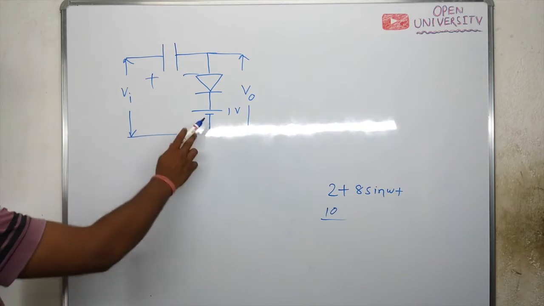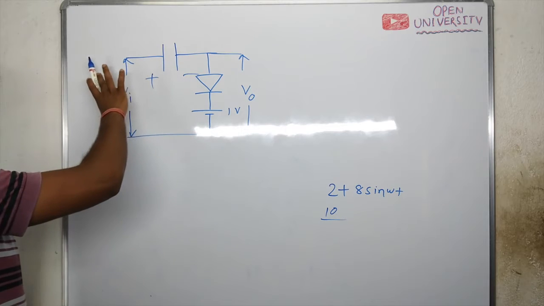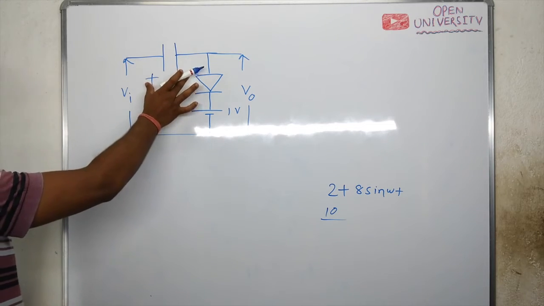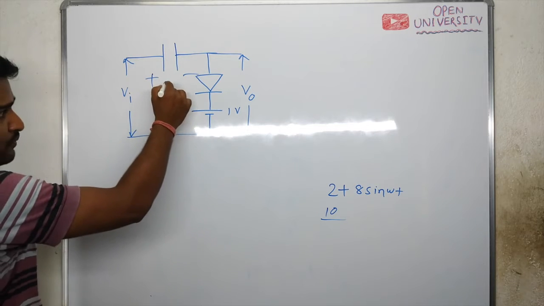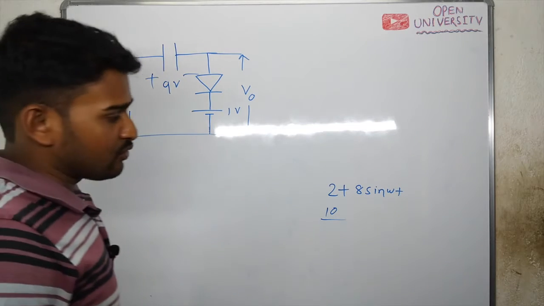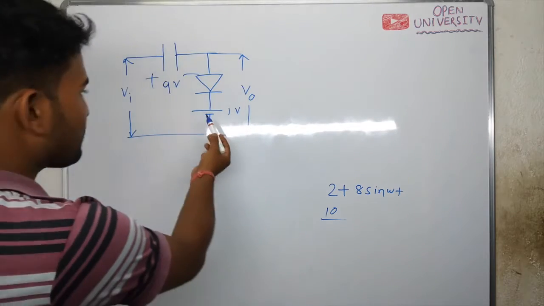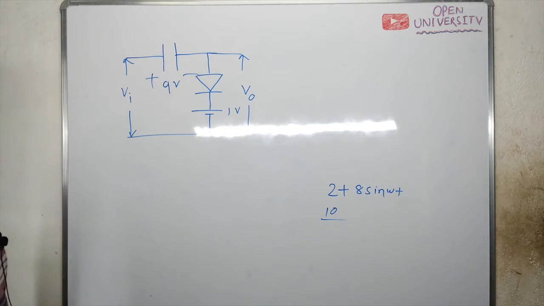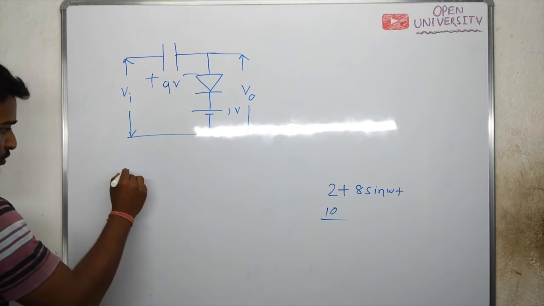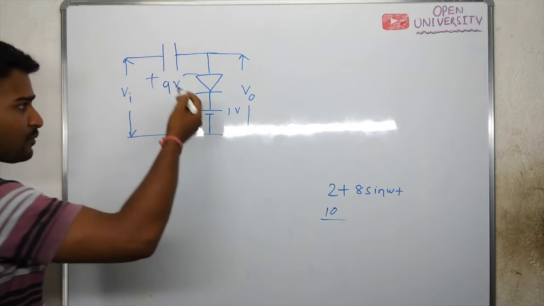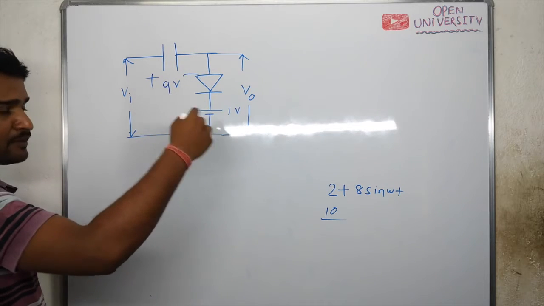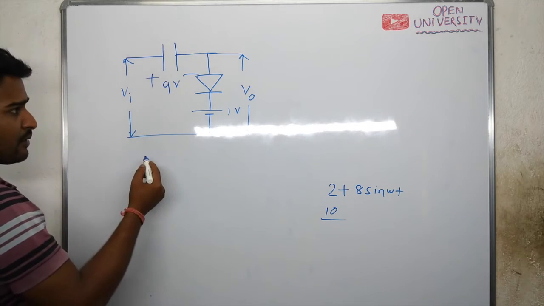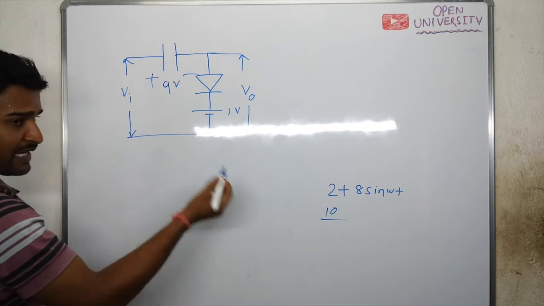Okay, so how much voltage can it charge up to? 9 volt. The capacitor can charge up to a maximum value of 9 volt, because 1 volt will also be dropped here. Once the capacitor charges up to 9 volt, irrespective of the input being negative or positive, VC will be fixed at 9 volt forever, because there is no discharge path.